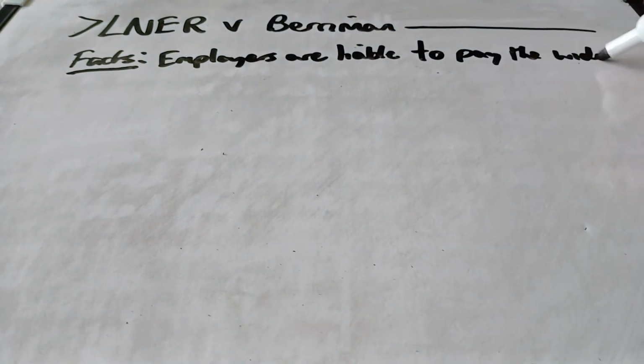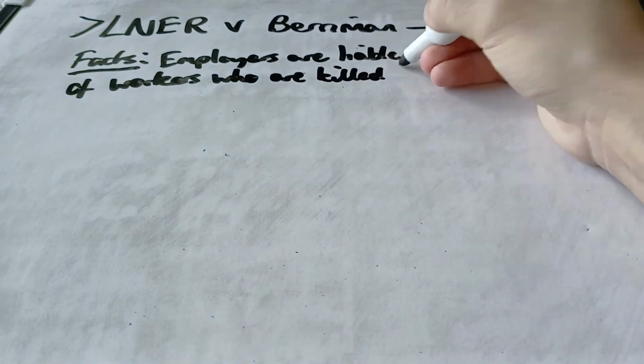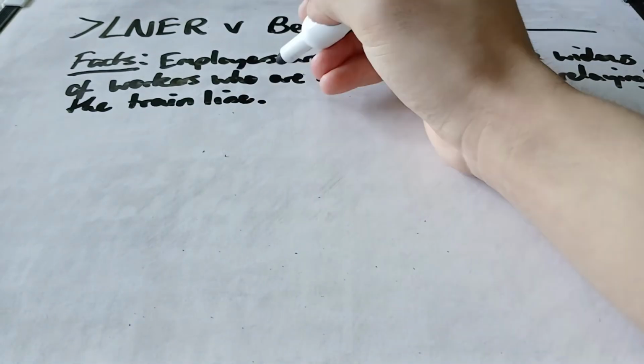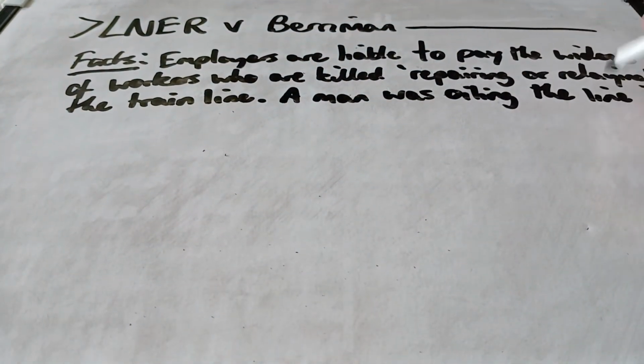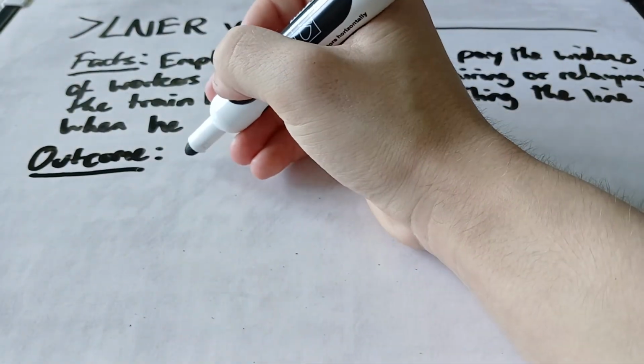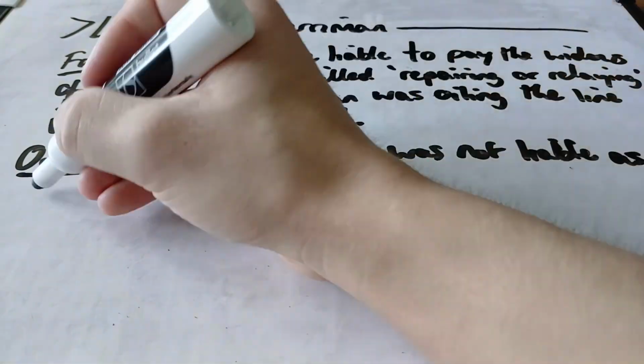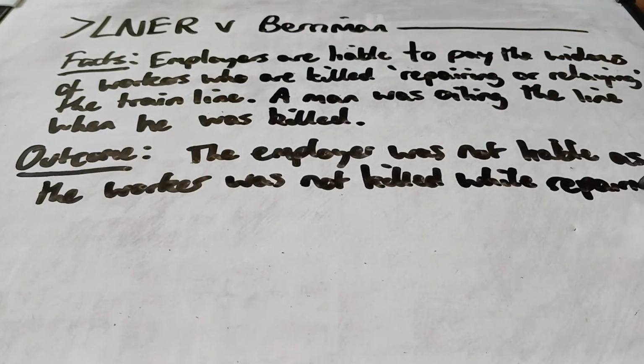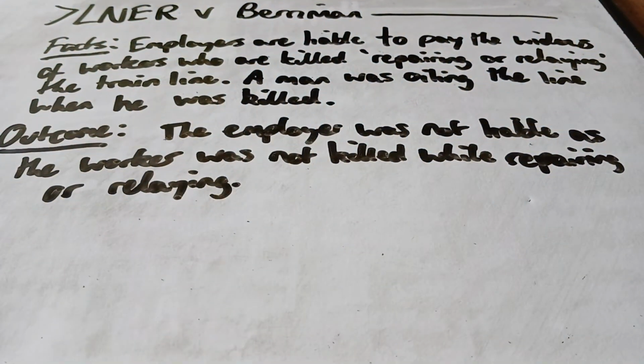Employers are liable for widows of workers killed repairing or relaying the train line. A man was oiling the line when he was killed. The employer was not liable as the employee wasn't killed while repairing or relaying. And this particular case illustrates how unfair outcomes can be when the literal rule is used.